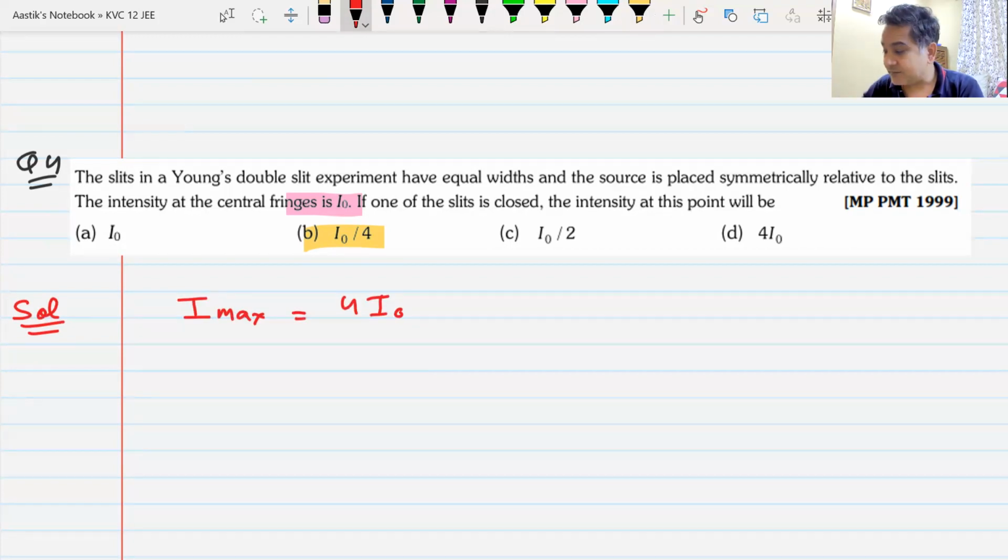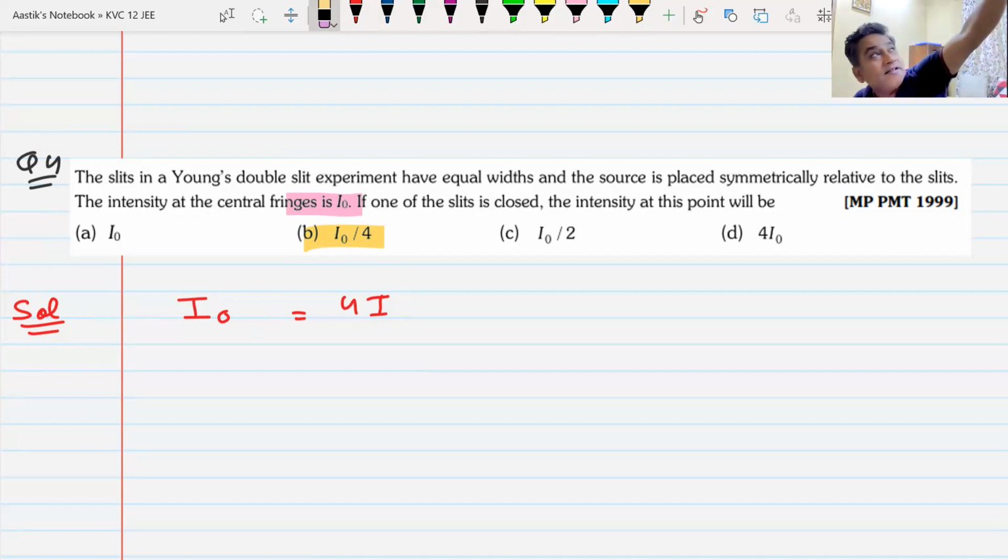Here it is the opposite. They have given this as I naught, and let me call this as I. Do we understand this? That has been the change here. Maximum intensity is I naught, which is 4 times I. Now, if you close one of the slits, it is gone. There is no interference, my dear friends. If there is no interference, whatever intensity is coming from one of the lights, the same is the intensity at the central point. And what is the intensity coming from this light? It is simply this I.